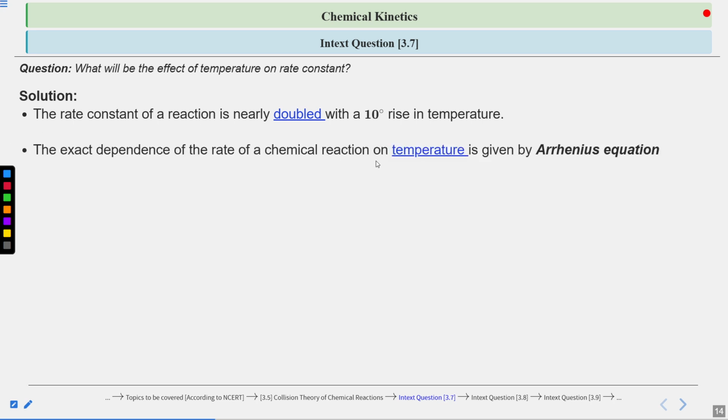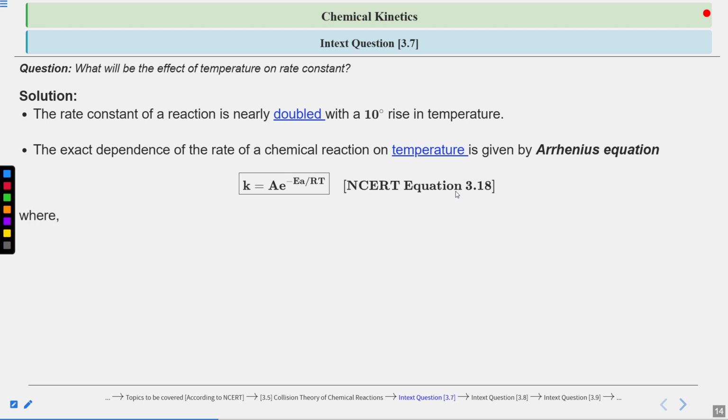The exact dependence of the rate of a chemical reaction on the temperature is given by the Arrhenius equation, which is K equals A e to the power minus EA by RT. Right, K is the rate constant, A is the Arrhenius constant, EA is the activation energy, R is the gas constant, and T is the temperature. This equation is NCERT equation 3.18.